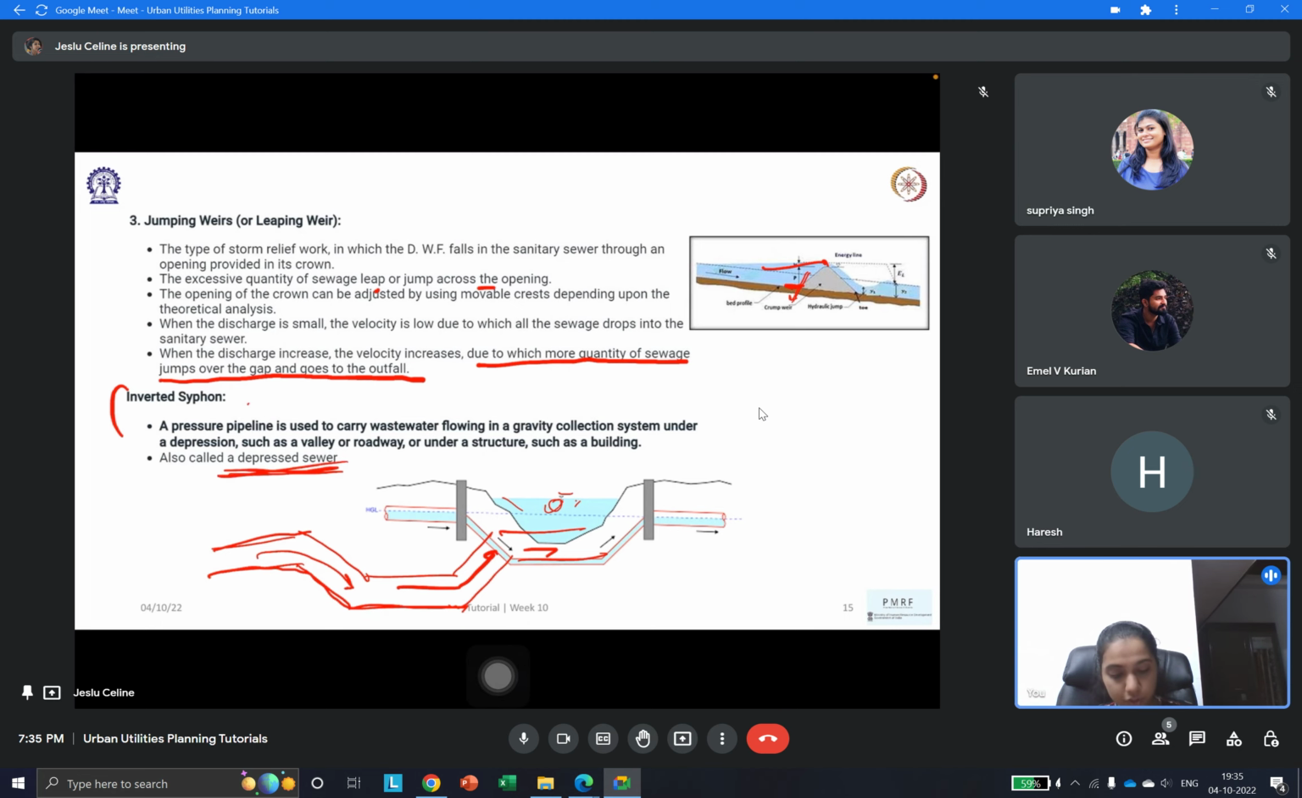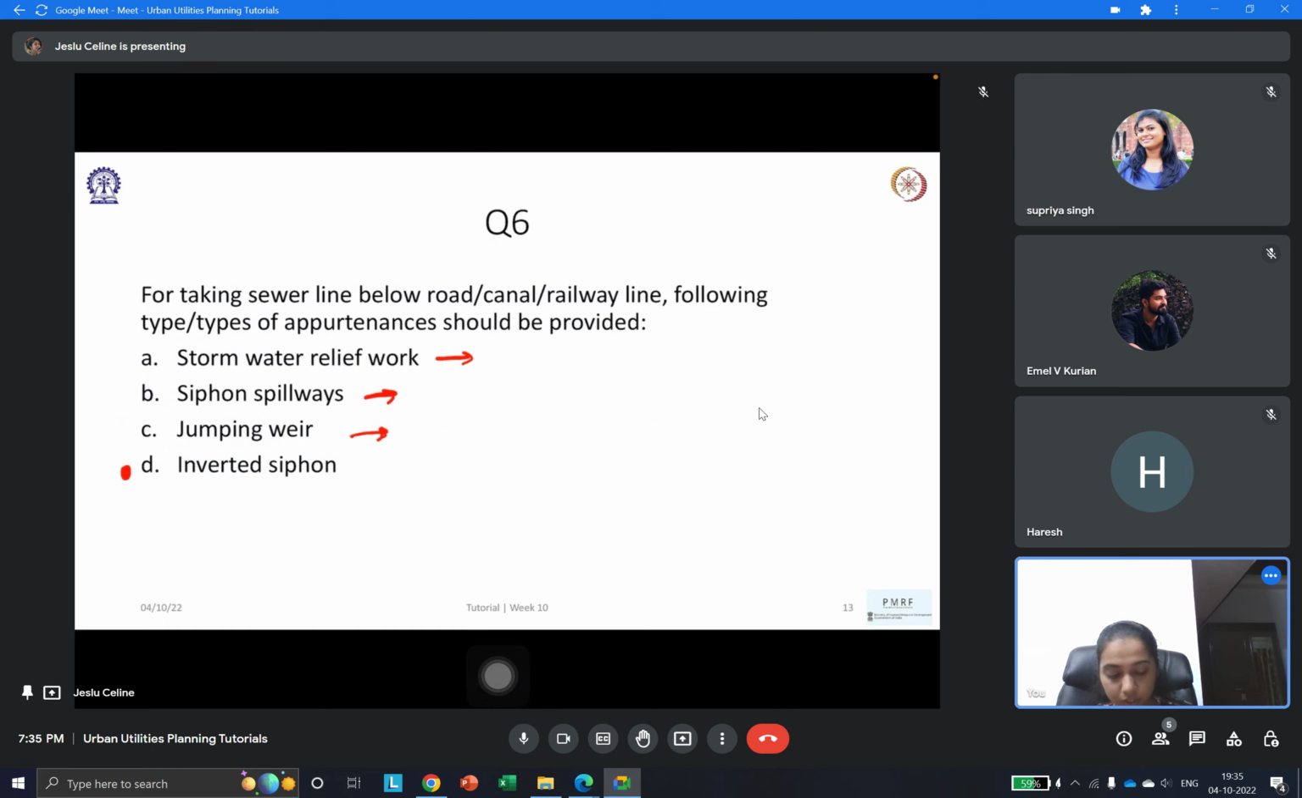So yes, Supriya, you were right. The answer to this particular question is an inverted siphon. For rail, road, canal, railway line, roads, water bodies, we use it everywhere. A water body you can directly throw into, but if you don't want to throw it there and want to carry it to a different region, then you have an inverted siphon over there.